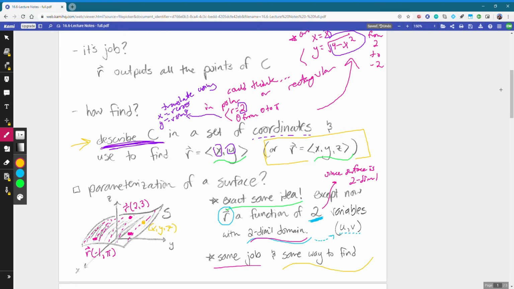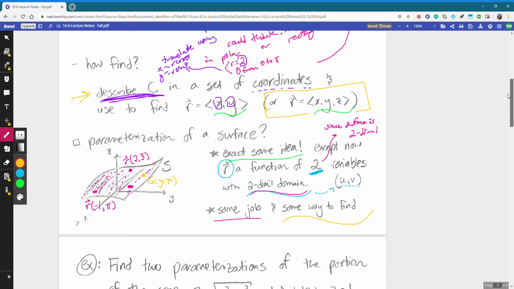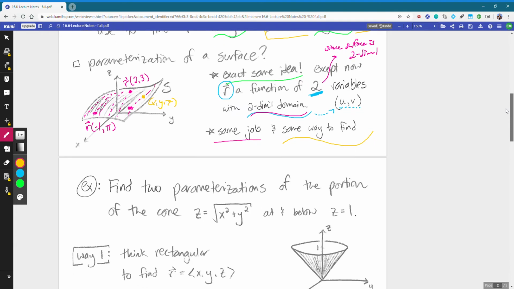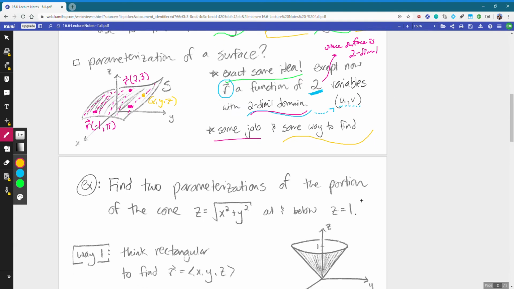Okay, so what I'd like to do now is look at a particular example. So here we have an ice cream cone. A little chunk of the cone, z equals root x squared plus y squared, at and below z equals 1. So in other words, starting from the vertex of the cone and moving up to z equals 1, this is our little ice cream cone that we're thinking about.